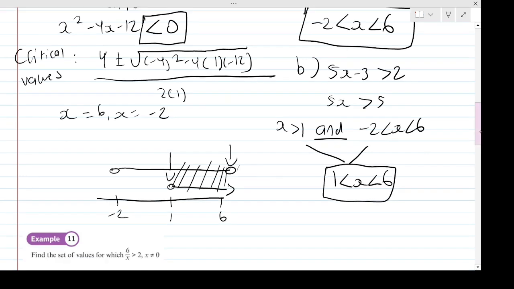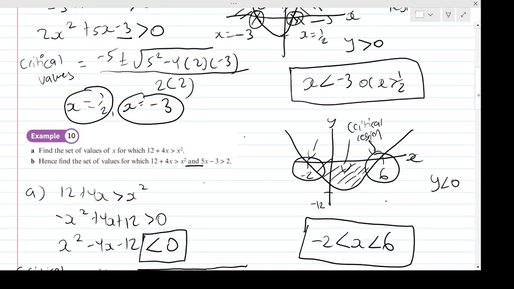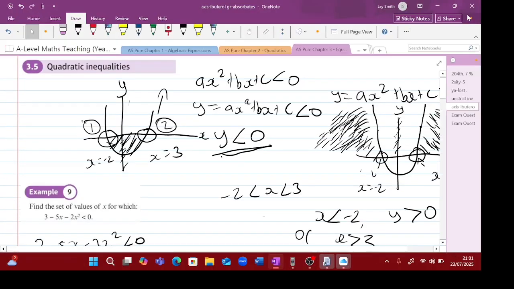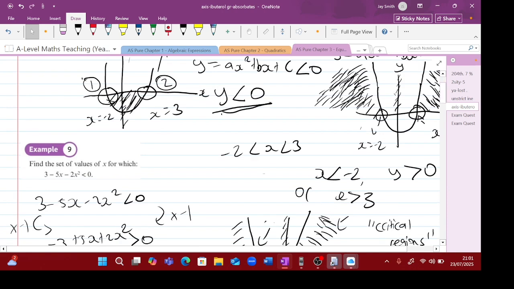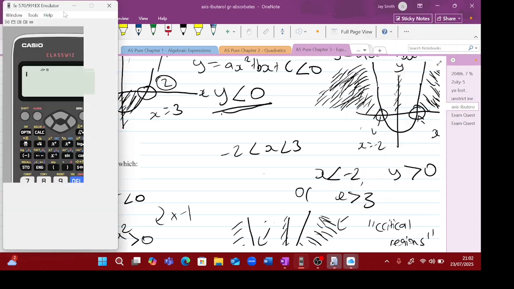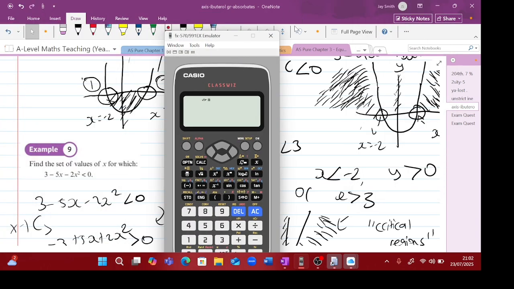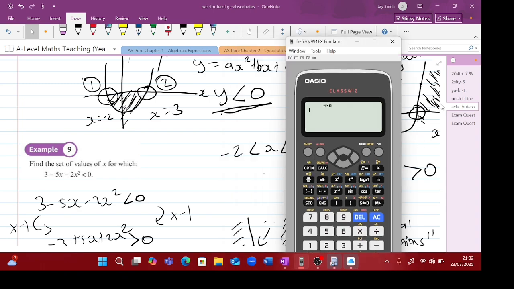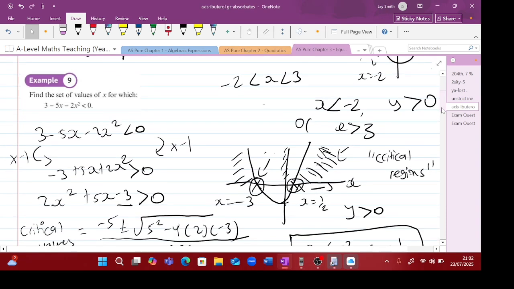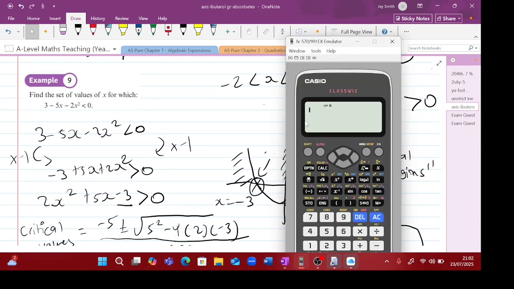Cool. Before we move on, I want to go over the calculator again, because it turns out the calculator, as good as it is, can also calculate quadratic inequalities. So let's get this up. How can we use our calculator to solve inequalities? Let's have a look at the example we just did, so we can check our answer. Let's go to menu.